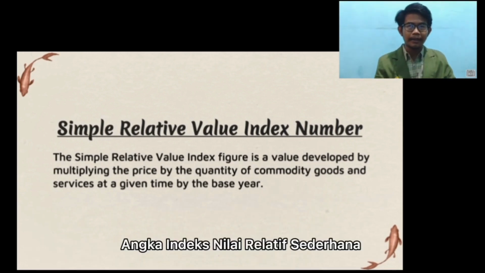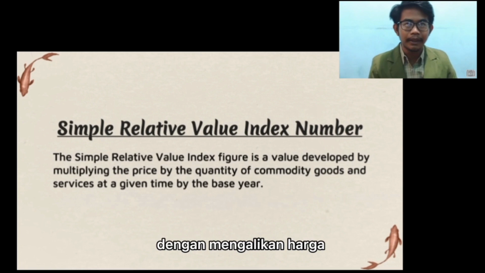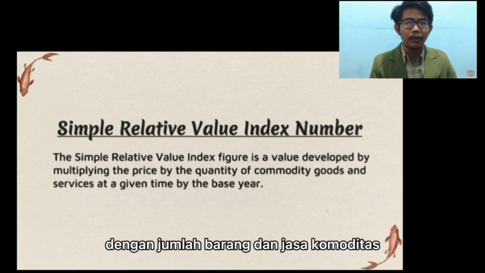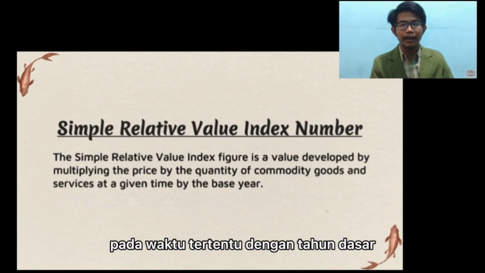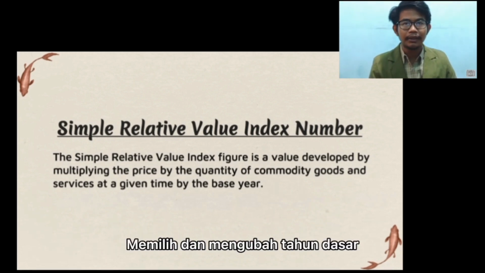The simple relative value index figure is a value developed by multiplying the price by the quantity of commodity goods and services at a given time by the base year. Then, selecting and changing the base year.